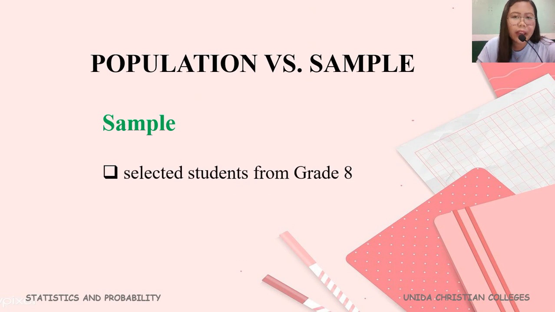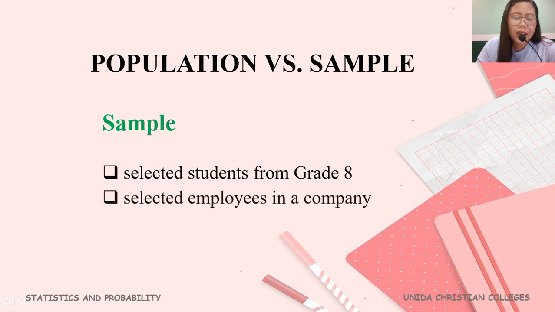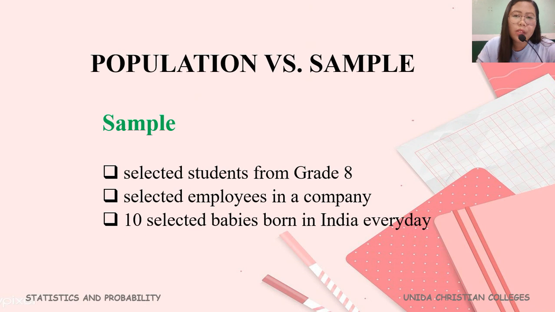O, example, selected students from grade 8. O, may word na dyan na selected. Ibig sabihin, mga napili na. Selected employees in a company. And then, kapag naging specific sila sa number, then that is also a sample. Okay? 10 selected babies born in India every day. Kasi ibig sabihin, yun na yung kanilang mga napili.